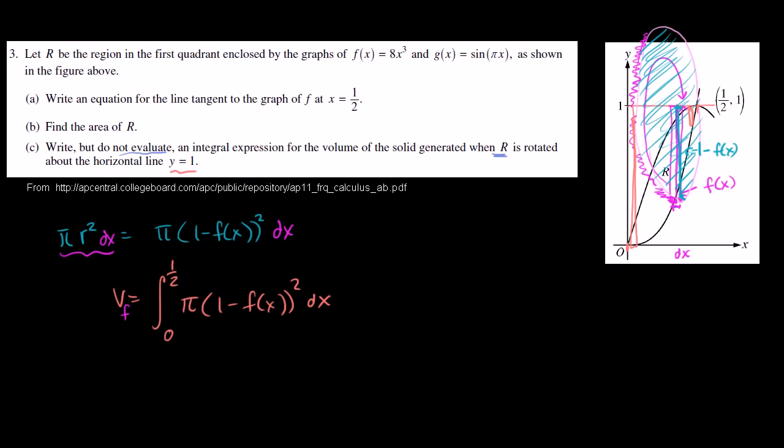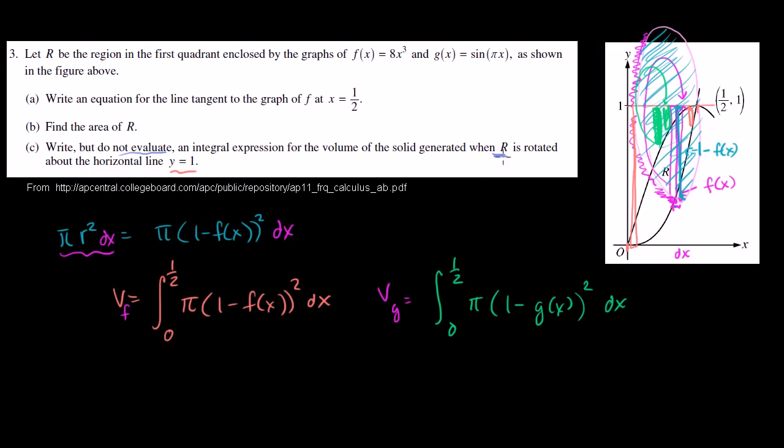And by the same exact logic, we can figure out the volume if we take g of x, if we rotate g of x around, if we construct disks like this and rotate them around y is equal to 1. And so the volume, if I take g of x around y equals 1, would be 0 to 1/2 times pi times 1 minus g of x, because 1 minus g of x is each of these radiuses right over here, that squared dx.